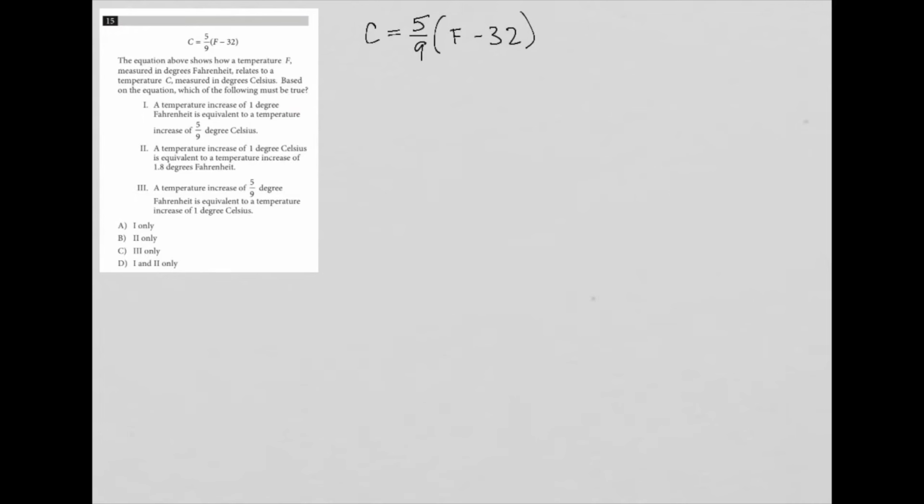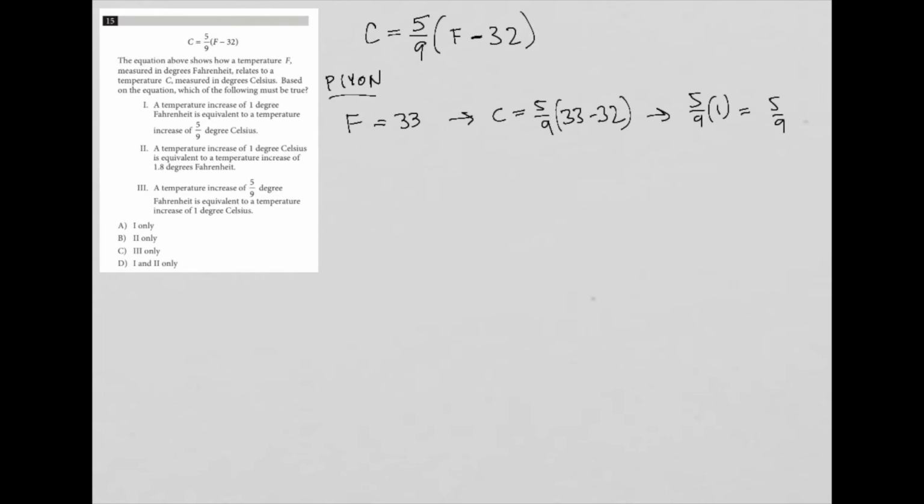I can use a plug-in-your-own-number method here. For a temperature increase of 1 degree Fahrenheit, let's say originally my Fahrenheit was, and let's make this so I don't have a negative number in here, 33. So what would happen if F were 33? Then C equals 5/9 times (33 minus 32), which is 5/9 times 1, which of course is just 5/9.